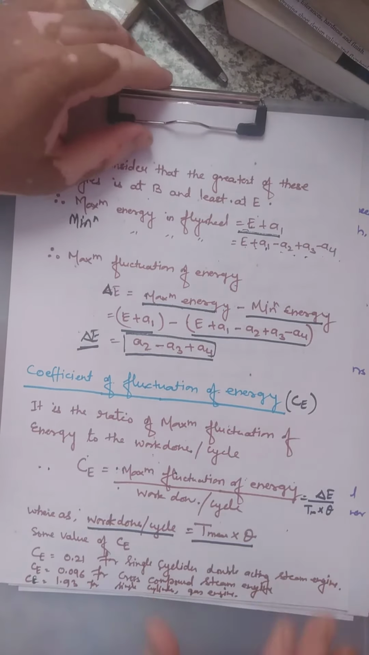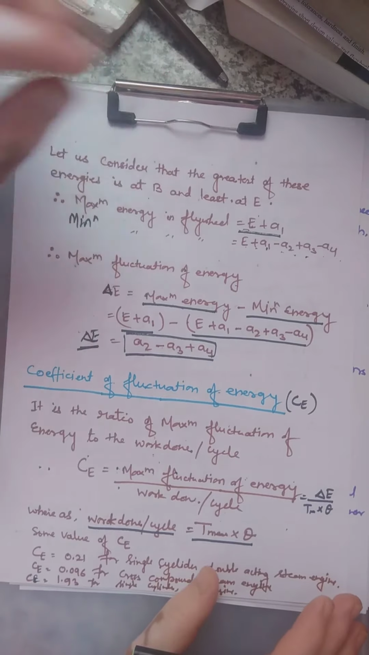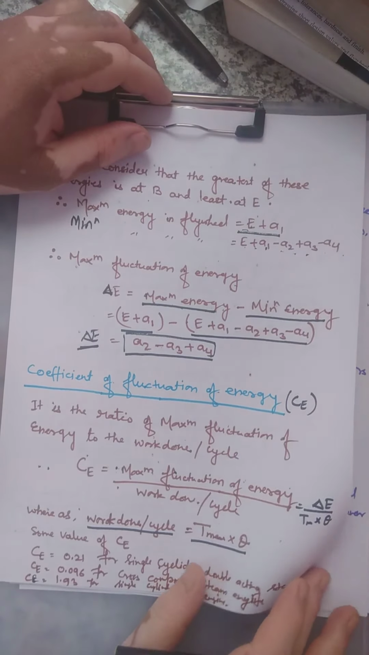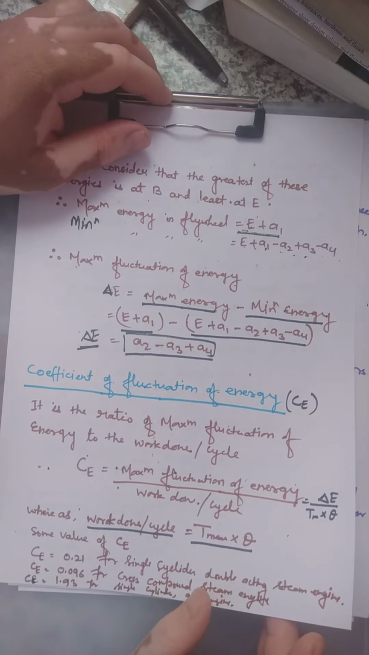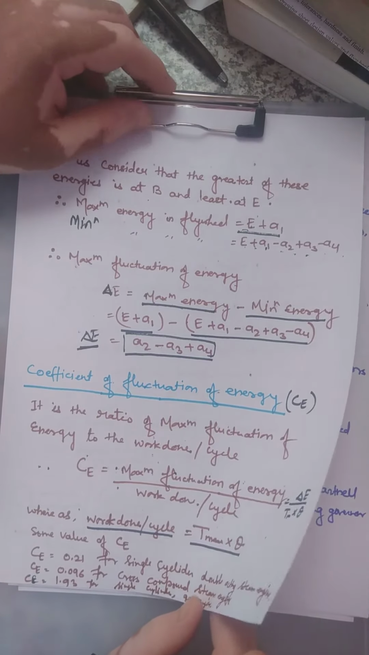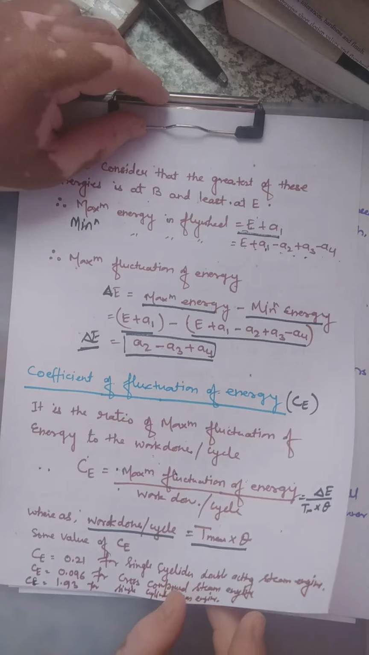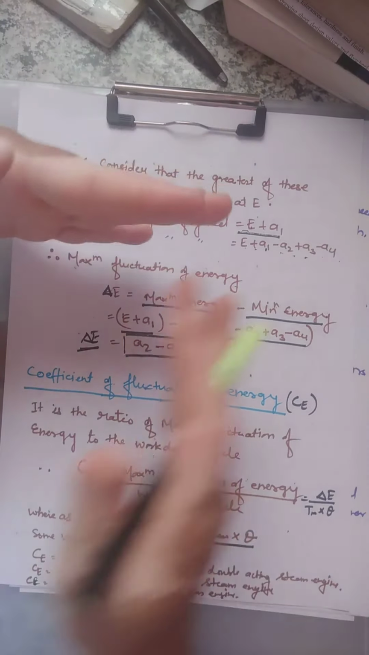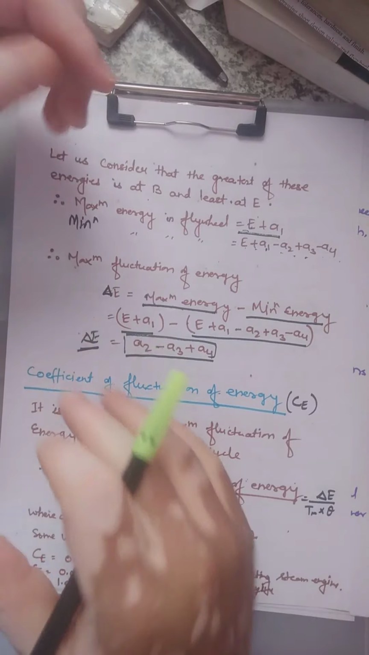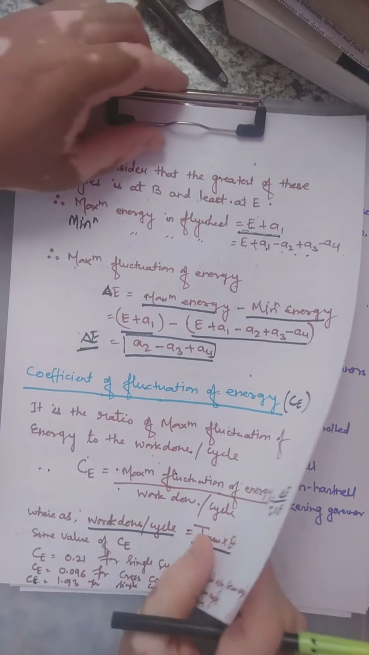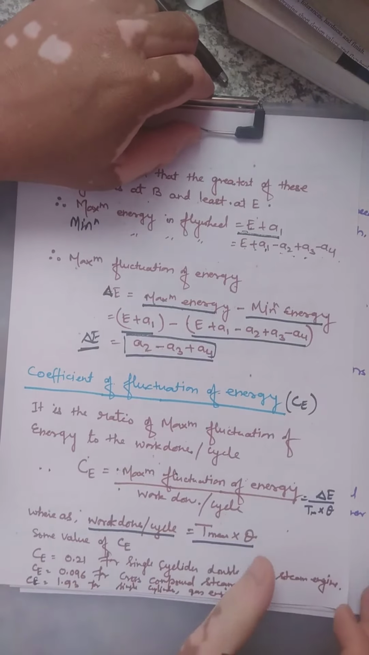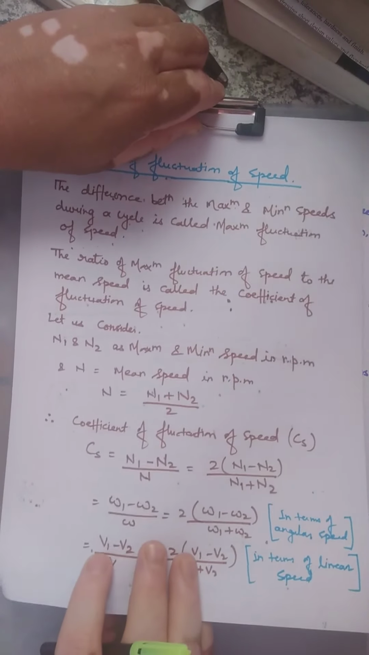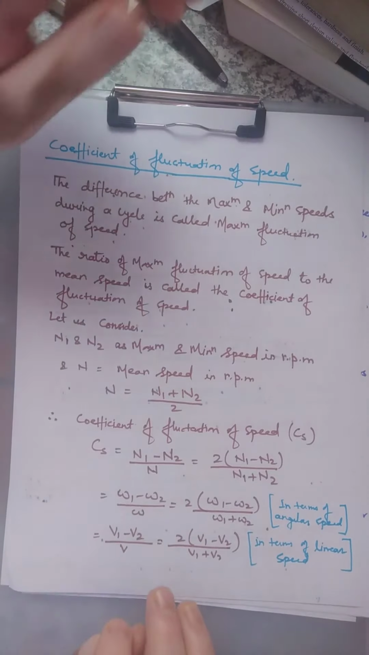For a single cylinder it is very necessary to use a flywheel, and if we use a multi-cylinder engine like 4-cylinder or 6-cylinder, then the size of the flywheel should be small, because if there are 4 cylinders, then there are 4 power strokes. That's why the compensation of energy is there. That's why we don't use a heavy flywheel and we use a lighter flywheel instead.